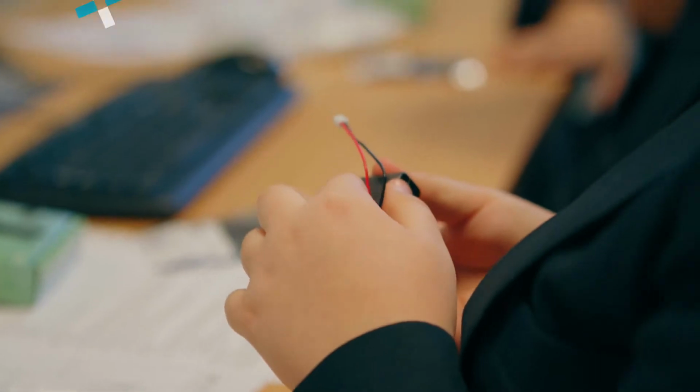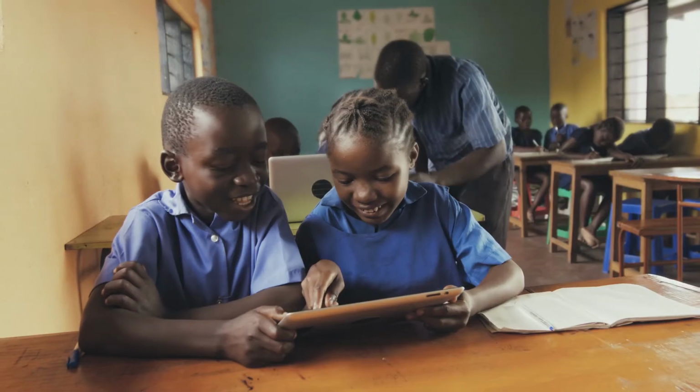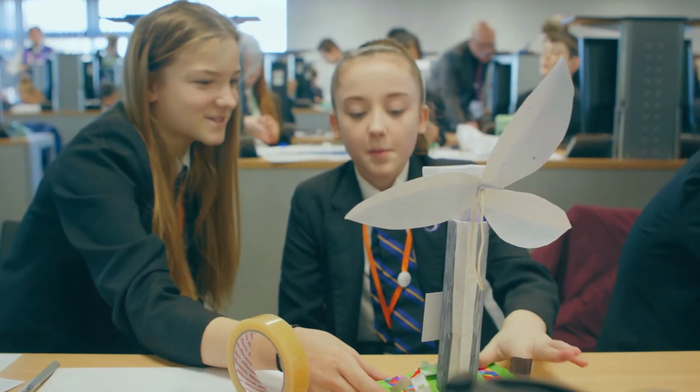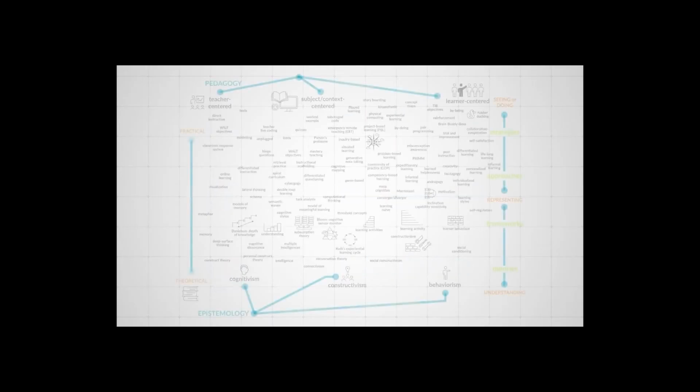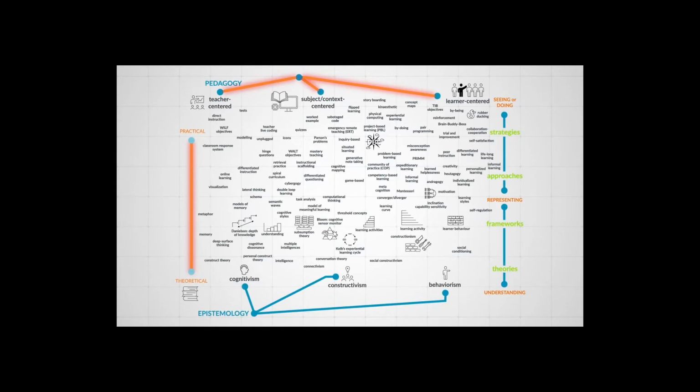This module provides an overview of the learning theories landscape and its connections with teaching practice. It makes connections between theory, framework, approaches and strategies. It also clarifies the language and terminology we use when discussing these issues.